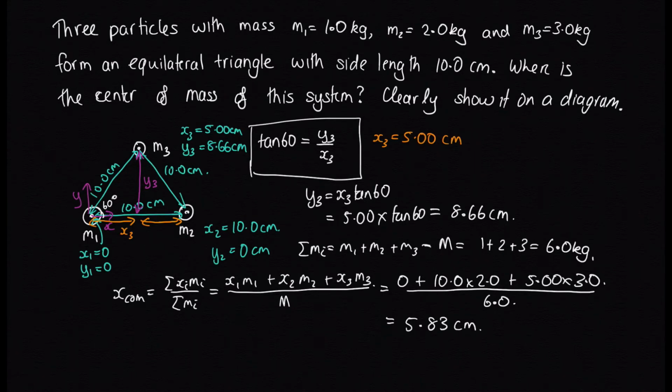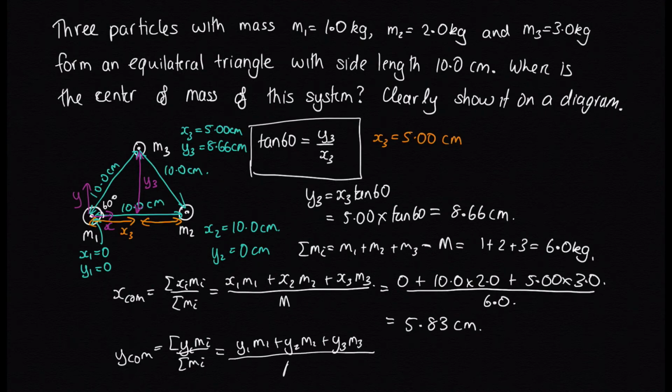And then we do it for y, so y center of mass is equal to the sum of y_i m_i over the sum of m_i. So this is equal to y1 m1 plus y2 m2 plus y3 m3 over M. And so y1 is 0, y2 is also 0, and y3 we calculated was 8.66 times m3, which is 3, all over 6. So solving this one, we get 4.33 centimeters, which is halfway up y3.